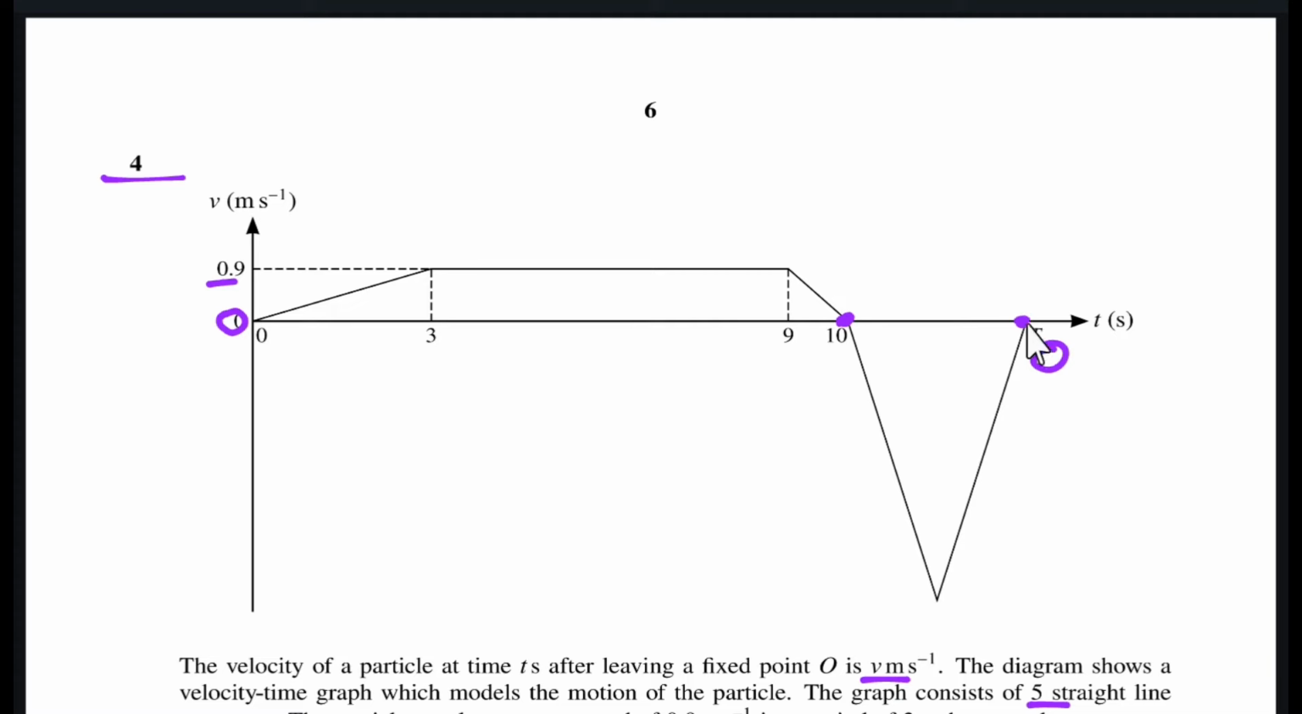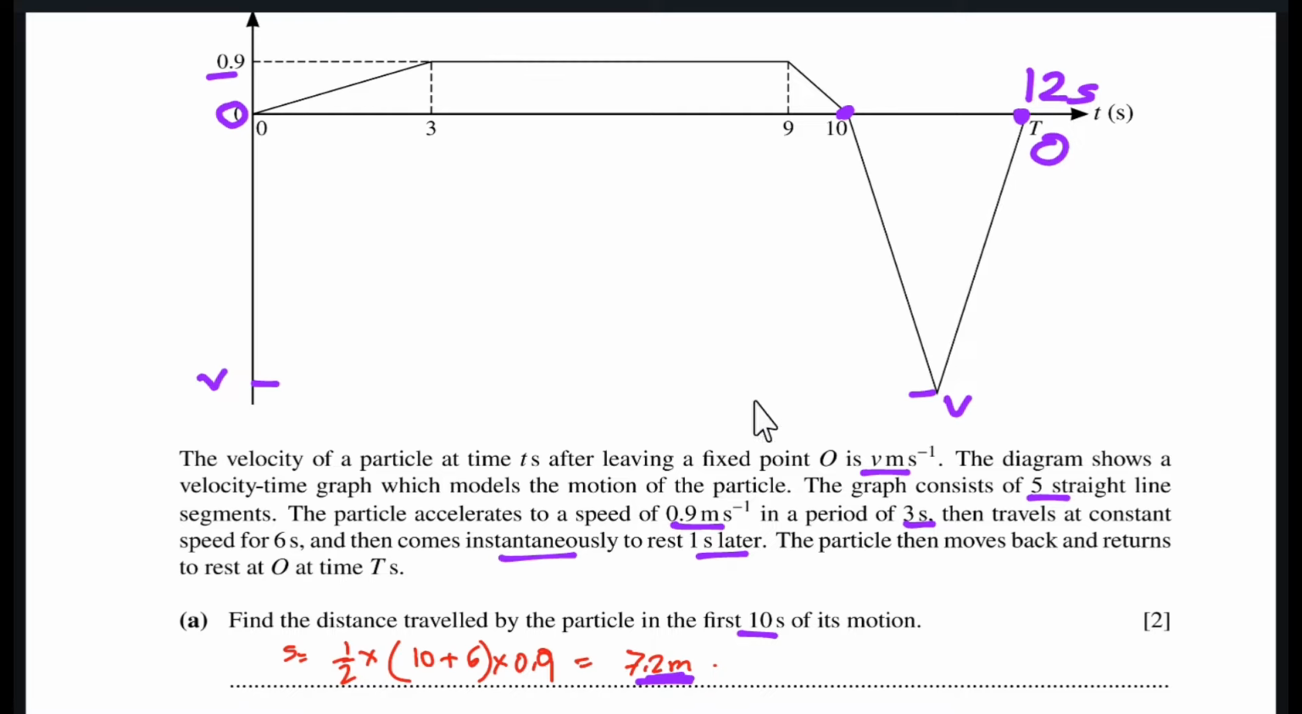Given that t is equal to 12 seconds, find the minimum velocity of the particle. So at this point, we know the value of t, that is 12 seconds. We need to find this minimum velocity, that is this value of v. To calculate this value of v, we know the displacement across this area is the same as the displacement across this area. So what is the displacement? The displacement or the distance in this area is 7.2. So the displacement or the distance in this area is also 7.2.